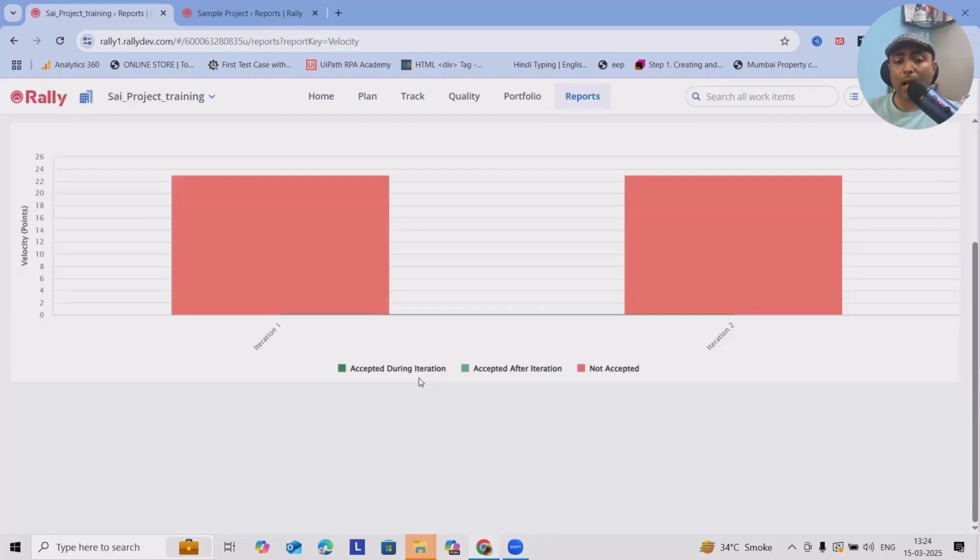This is how we can generate the velocity chart of any project depending on the iterations under Rally. So the velocity chart is a game changer for agile teams looking to improve efficiency and deliver consistent value.